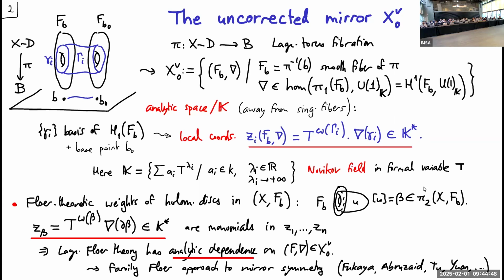And so this is kind of the starting point. This observation was due first to Fukaya and then picked up by Mohammed Abouzaid and then by Junwu Tu and Hang Yuan and others. This is the starting point of the family Floer theory approach to homological mirror symmetry. You build a mirror space in this way, and then you can use Floer theoretic constructions to transfer things from the Fukaya category of X to rigid analytic geometry on the mirror.